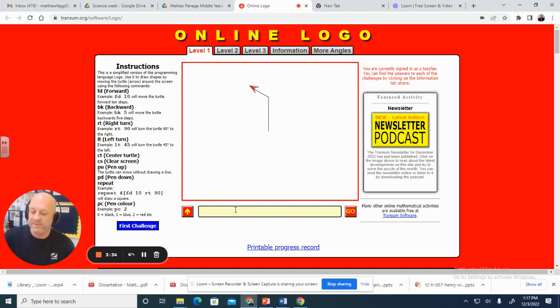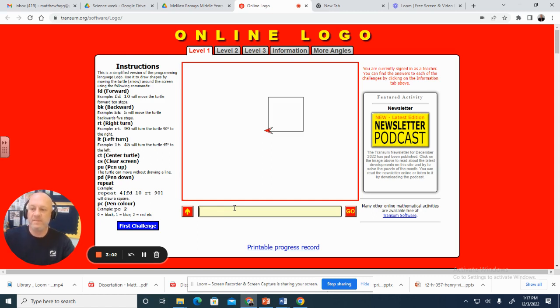Now, if they make a mess of everything, my favorite command is CS, and you can go back to the beginning. Now, the first thing I'd ask the children to do is to draw a square. So we go forward, and then we do a right turn, 90 degrees, forward again, the same amount, and we do another right turn. And here we go. We have a square. Okay, so they shouldn't find that too difficult, hopefully.